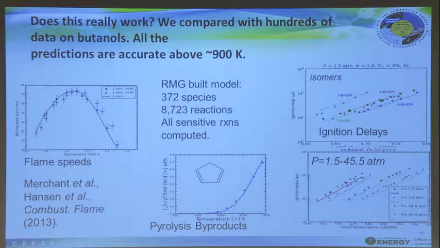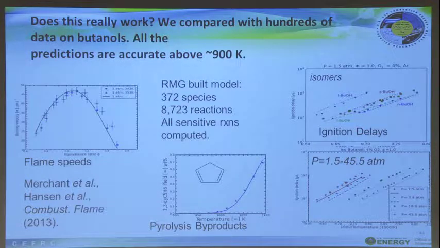The model included 372 species and 8,723 reactions. And then we just ran the RMG predictions against all these experimental data. You can see the RMG predictions are the curves, and they look a lot like the experimental data for all these different things. So the RMG predictions are pretty good.